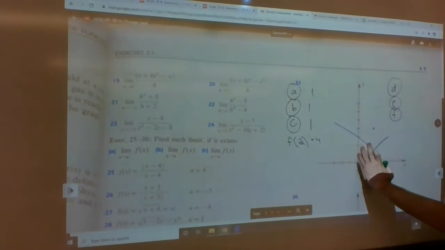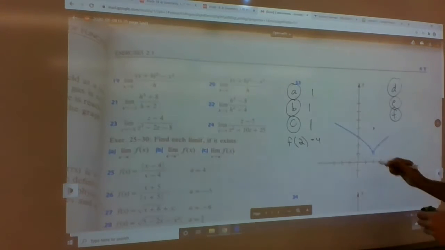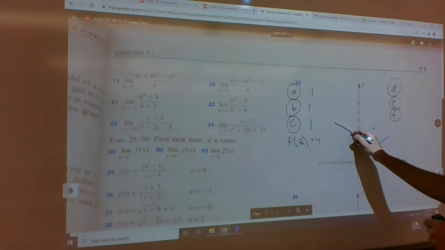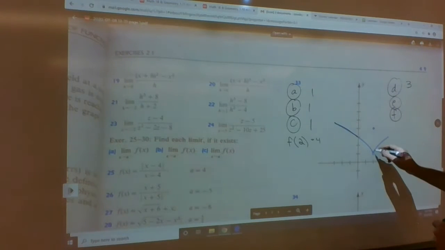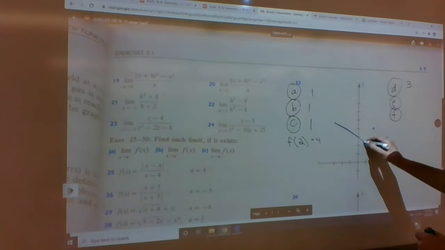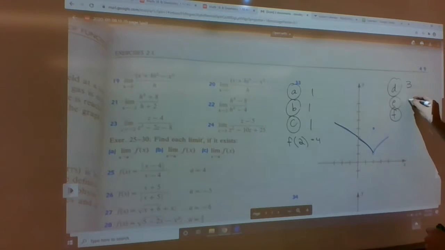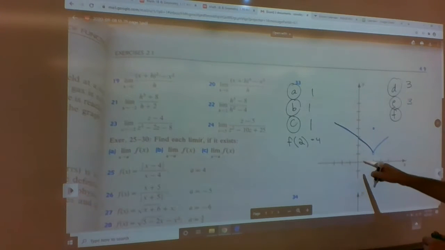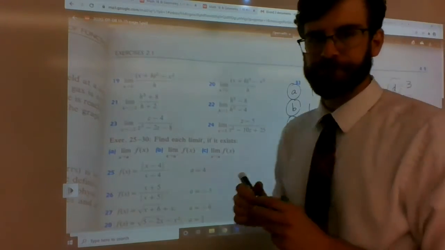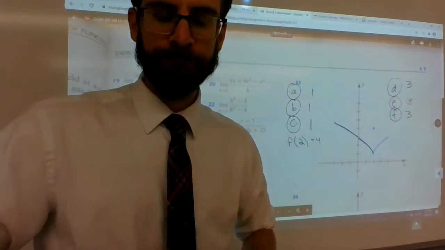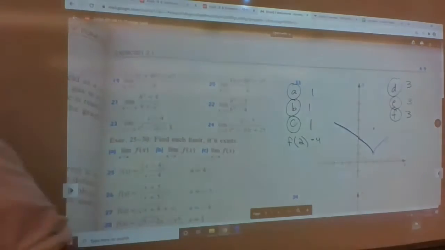Now, if we're talking x equals 0, from the left you would go to 3. From the right, you're going to 3 again. So the limit as x approaches 0 is also 3. Let's try 35 now.